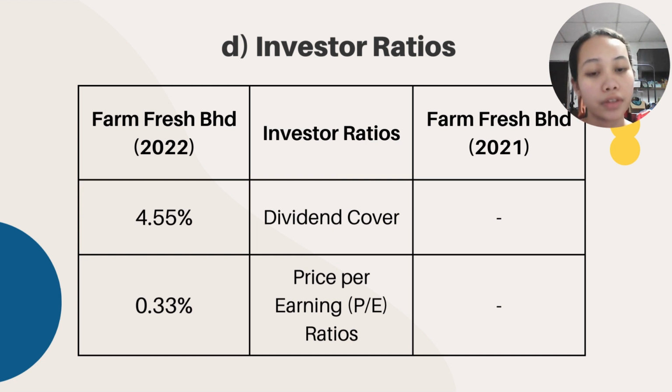For dividend cover, referring to the table, the dividend ratio in 2022 is 4.55%, which is considered a healthy ratio and keeps shareholder expectation satisfied. For price earning ratio, referring to the table in 2022, Farmfresh Berhad has 0.33 times. A low price earning ratio might be interpreted as the market valuing the company relatively cheaply compared to its earnings. It could suggest that the stock is undervalued, but it is essential to consider other factors and industry norms.